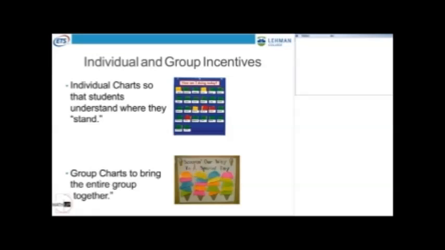The same thing for when students are on red. If students get to red, you can say, you need to get back down, and I'm going to develop a plan with you to get back down.